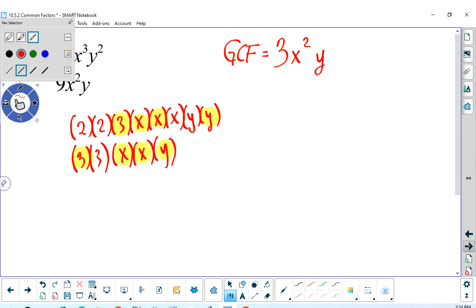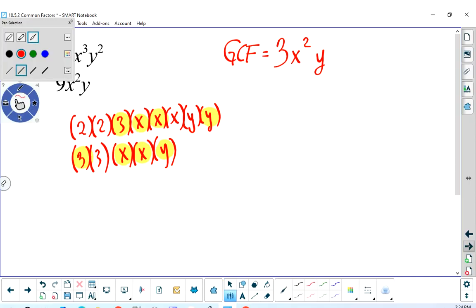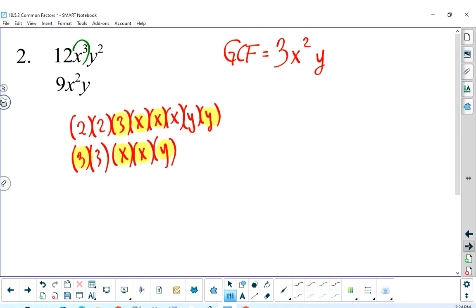Now, in order to streamline this a bit, you can notice that when you look at the x's in each of the 2 terms, the x cubed and the x squared, the greatest common factor has x squared.